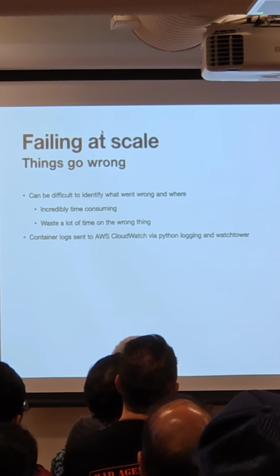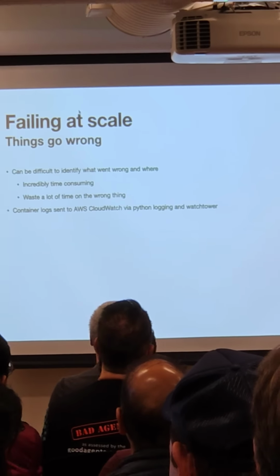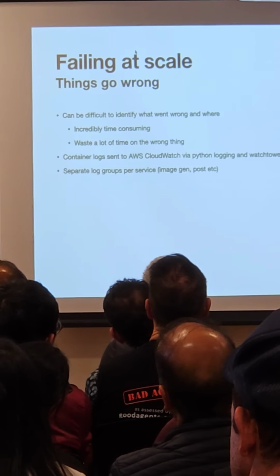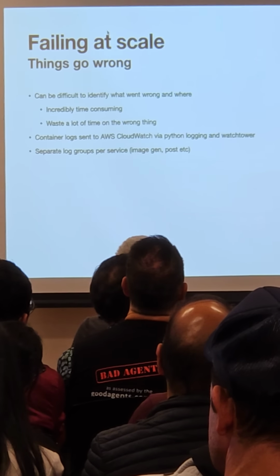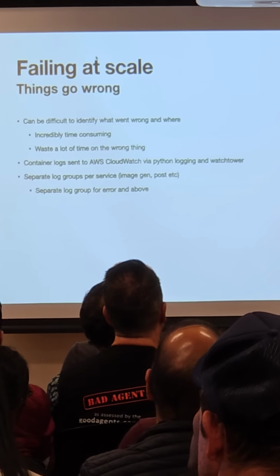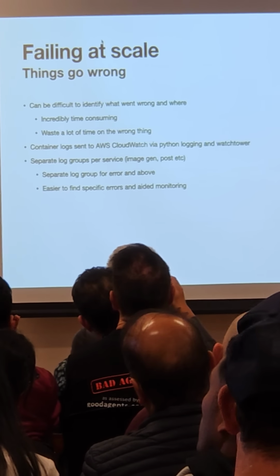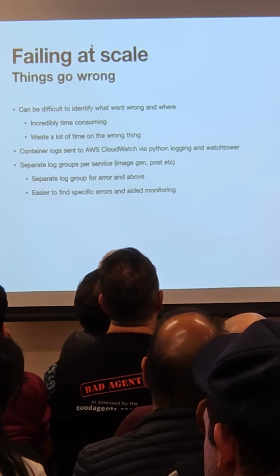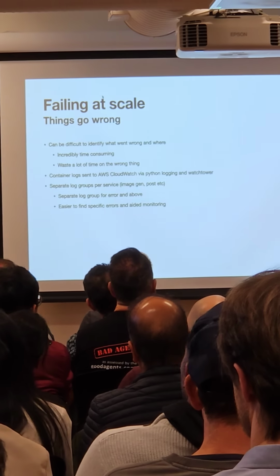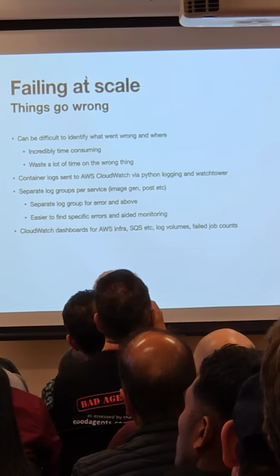So we would send out container logs to AWS CloudWatch using the standard Python logging and a package called Watchtower. We had separate log groups for each service, each environment, etc. And then within that service, we had an additional log group for just the error messages. That meant, when something went wrong, we could just go to the log group for the service, the error logs, and look through them. And we also had some monitoring for it.